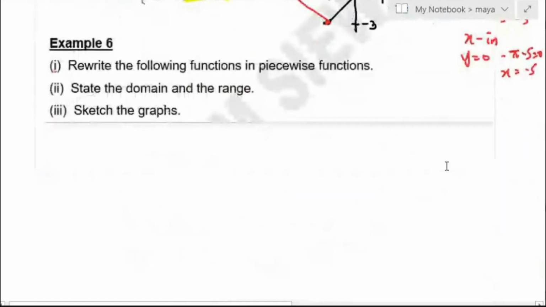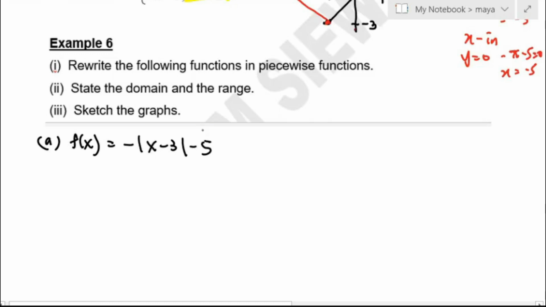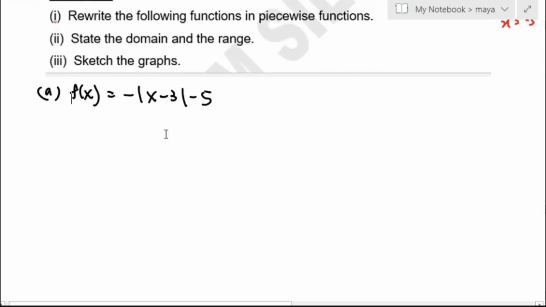Alright, so for example 6, we write the following functions in a piecewise function. Question A, f(x) equals negative modulus x minus 3, minus 5. Write it in piecewise function, hence determine its domain and range, and then sketch the graph. So how do we write the piecewise function? You must focus on our absolute part. So for absolute x minus 3, it will be separated up by piecewise function.